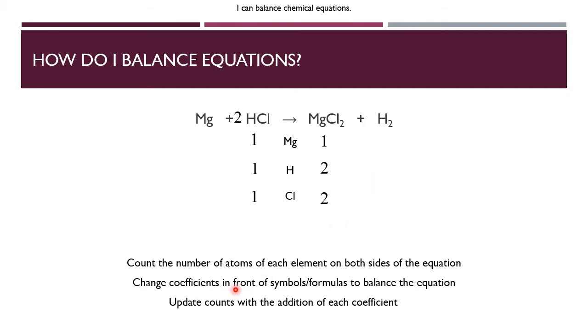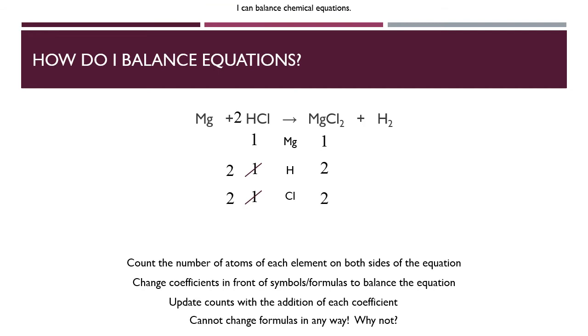So my next hint here is to update the counts with the addition of each coefficient. So now that I put a 2 here, I'm going to go back and cross out my 1. I'm going to say, well, I now have 2 hydrogens. But here's the thing. I didn't just change the hydrogen. Because I have 2 of this entire thing, I also now have 2 chlorines. So notice now this equation is balanced. I have 1 atom of magnesium on each side. I have 2 atoms of hydrogen on each side. I have 2 atoms of chlorine on each side. So the equation has been balanced.